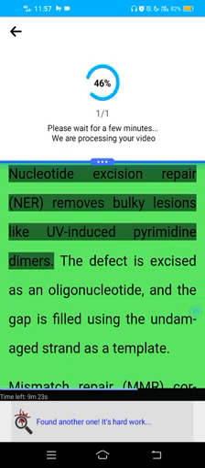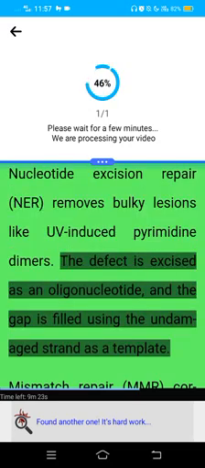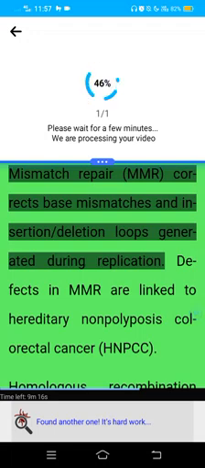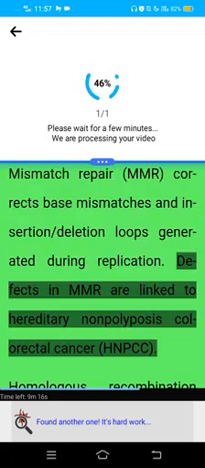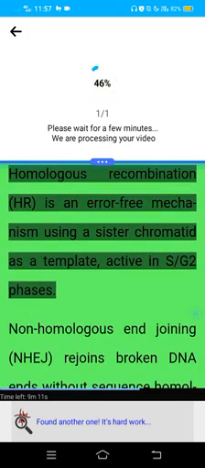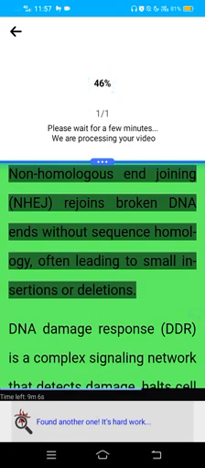Nucleotide excision repair, NER, removes bulky lesions like UV-induced pyrimidine dimers. The defect is excised as an oligonucleotide, and the gap is filled using the undamaged strand as a template. Mismatch repair, MMR, corrects base mismatches and insertion-deletion loops generated during replication. Defects in MMR are linked to hereditary non-polyposis colorectal cancer, HNPCC. Homologous recombination, HR, is an error-free mechanism using a sister chromatid as a template, active in S and G2 phases. Non-homologous end joining, NHEJ, rejoins broken DNA ends without sequence homology, often leading to small insertions or deletions.